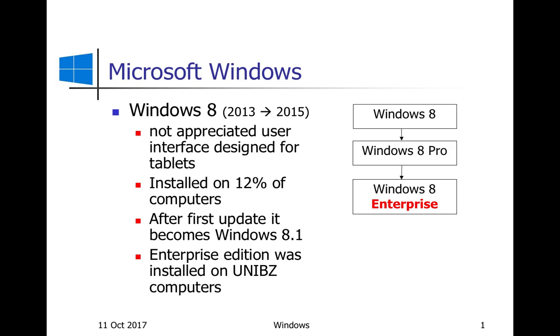In fact, currently it's installed only on 12% of the computers. Many computers still have the previous version, Windows 7. Windows 8 lasted between 2013 and 2015. If you have it installed, you probably have Windows 8.1. And at the university computers, we had installed the Enterprise Edition. Still, some of them have the Enterprise Edition. Now it's slowly being replaced. It came with 3 editions. Windows 8 was the very basic, typically acquired by home users, then Windows 8 Pro, and Windows 8 Enterprise with all the features needed by an enterprise.